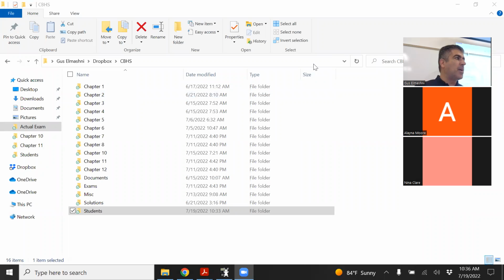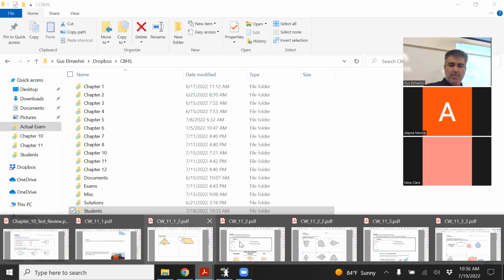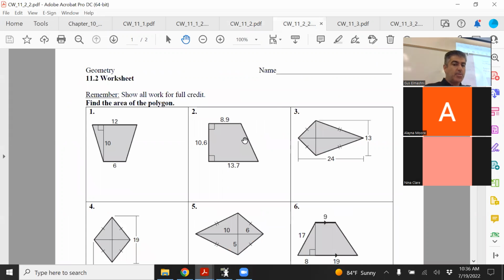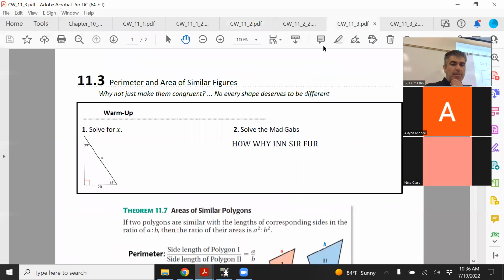Okay, so we're gonna keep moving. Thank you for coming back, guys. Let's focus. So 11-2 and 11-3. Let's finish strong here. So we're gonna cover now area of other shapes, trapezoids, rhombuses, and kites. They're still quadrilaterals, but they have their own unique formulas. So we'll go over those formulas, and then we're gonna practice using those formulas on this worksheet. Then we're gonna do 11-3.